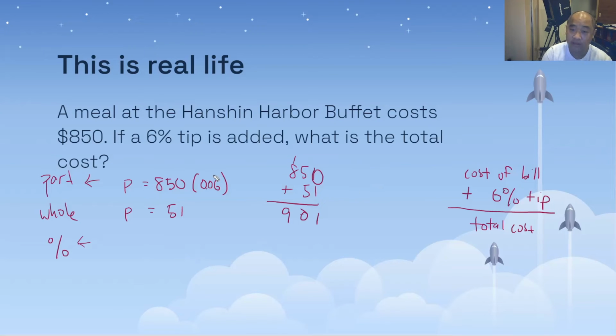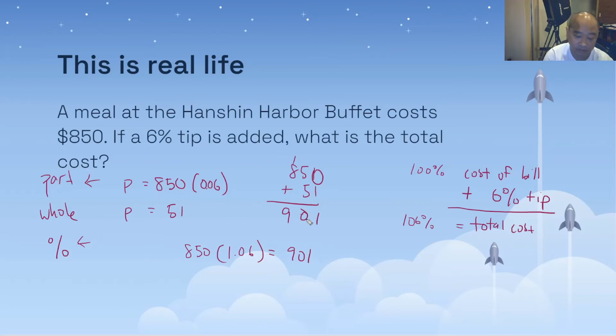Another way of doing it is looking at 6% and saying that the total cost is going to be 106% of the cost of the bill, which is 100%, right? The cost of the bill is 100%. Then you add another 6%, that's going to be 106%, right? So if we take 850 and we multiply it directly by 1.06, then we skip this step of adding. And this gives us the same thing, 901.